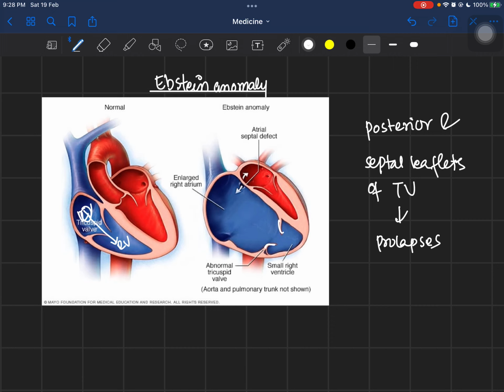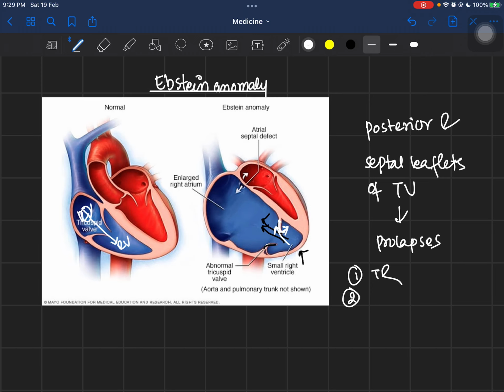So if there is tricuspid valve prolapse, that means during right ventricular systole, the tricuspid valve cannot close. So what are the problems that happen? The first problem is that there is regurgitation of blood back into the right atrium. So the first problem is tricuspid regurgitation. Number two, when there is ventricular systole, the blood pushes the prolapsed leaflet towards the pulmonary artery.